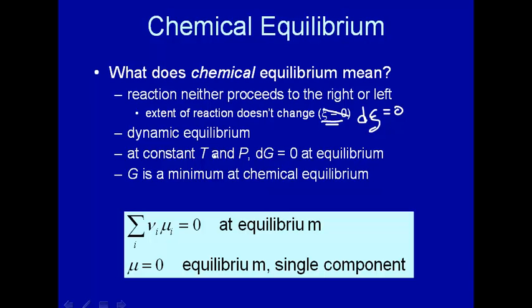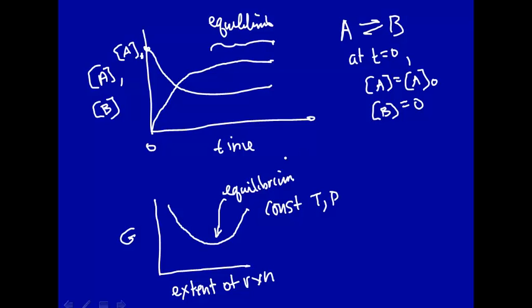Also, we know at constant temperature and pressure, from a previous lecture, dG equals 0 at equilibrium. That's what we said here. So dG is a slope, so dG is equal to 0 at equilibrium.